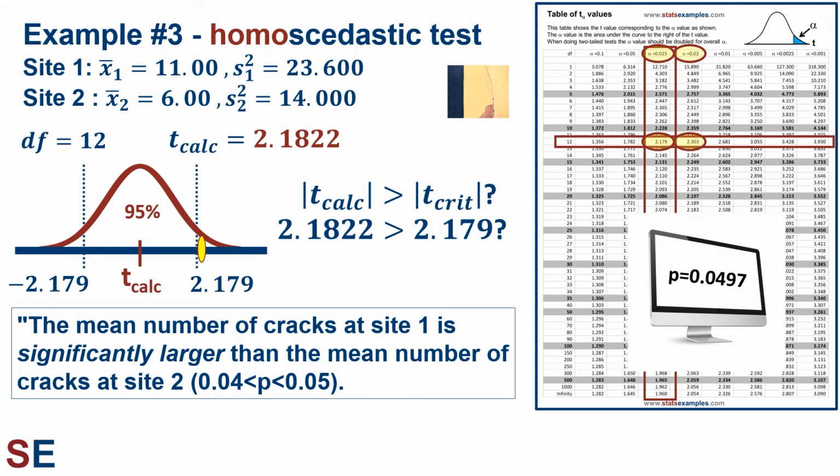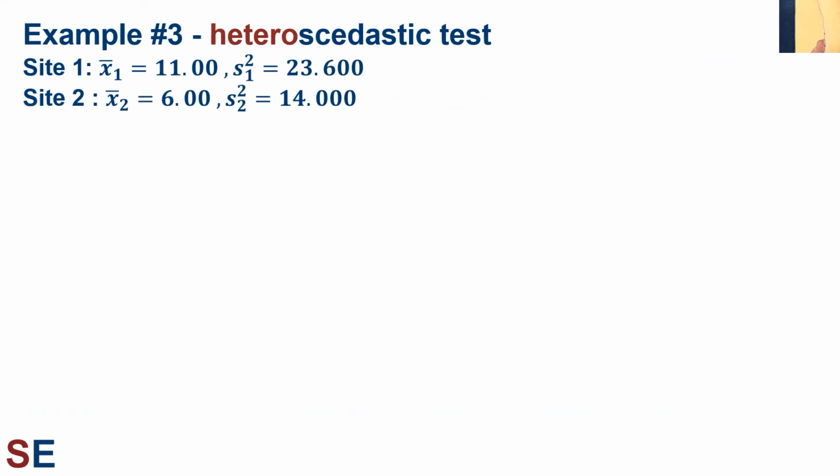With a computer, we can obtain the precise p-value, which is 0.0497. A p-value only barely less than 0.05 isn't super convincing, but our result is a significant difference between these two sites. Now if we do a heteroscedastic t-test, we would start with the same data as before.